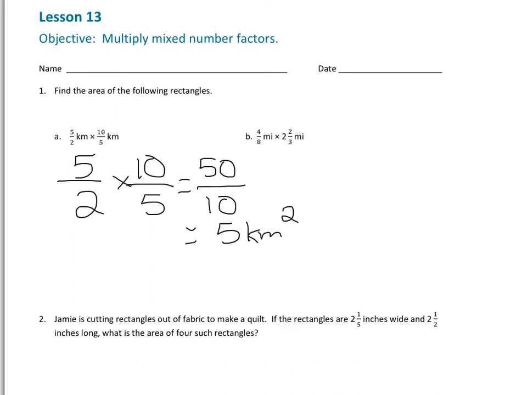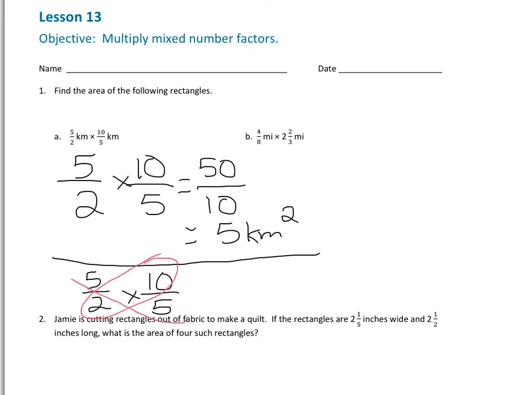Now, there's a second way to solve this that may be a little bit easier. The second version is called cross-canceling. So let's set up the problem again. 5 over 2 times 10 over 5. In this method, you look at the numbers across from one another, diagonal from one another, the 2 and the 10, the 5 and the 5, and you can cancel them out.